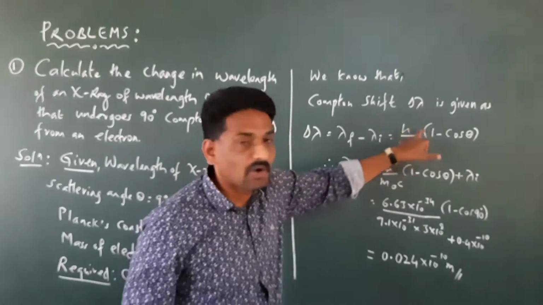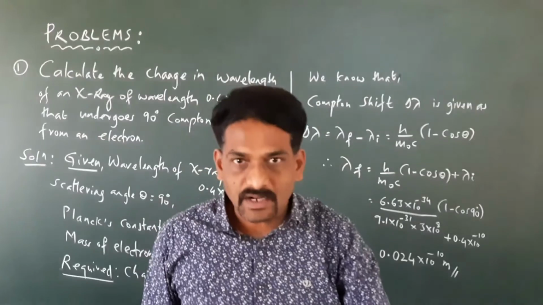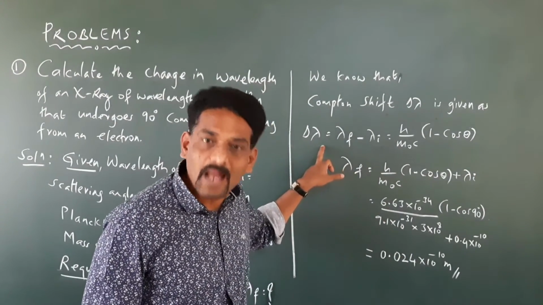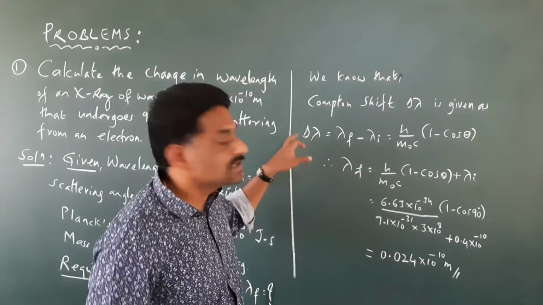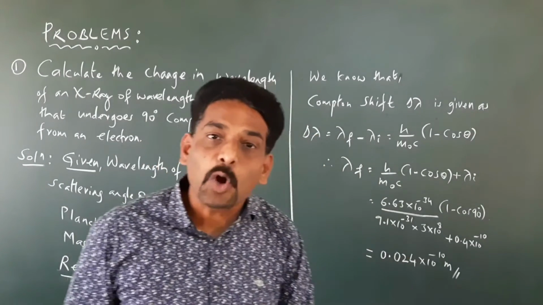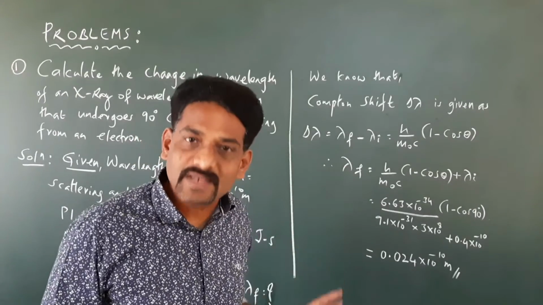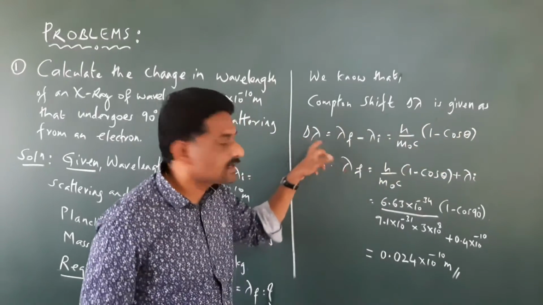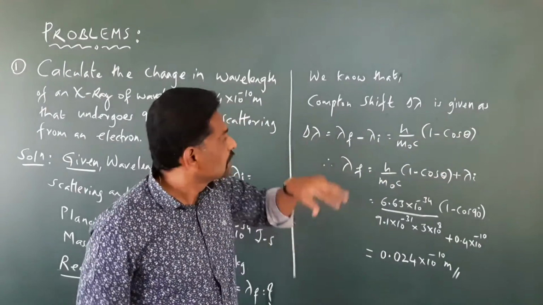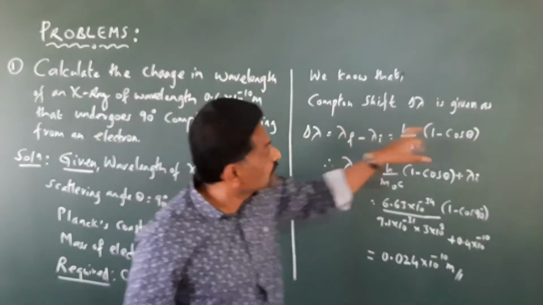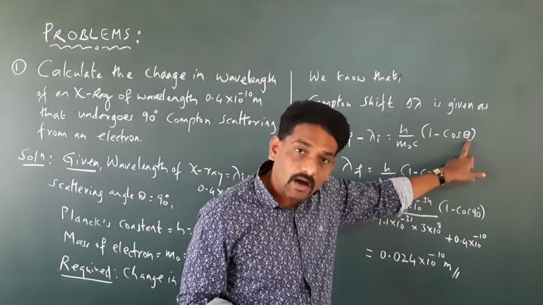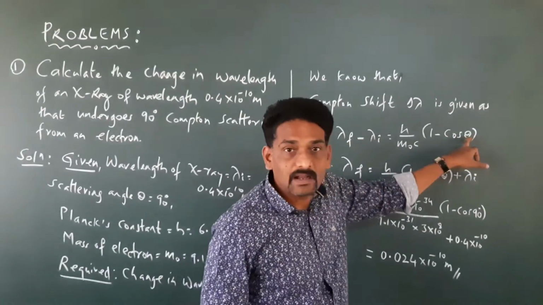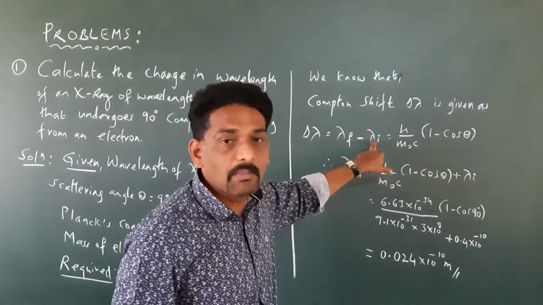Because these are all constants, they will give the value of theta, the scattering angle, and you must calculate the value of delta lambda. So these are the different possibilities of asking the problems based upon the Compton scattering. One way is by giving theta to calculate delta lambda, or by giving delta lambda you must calculate theta, or they will give the value of delta lambda and theta and you must calculate the value of lambda I.